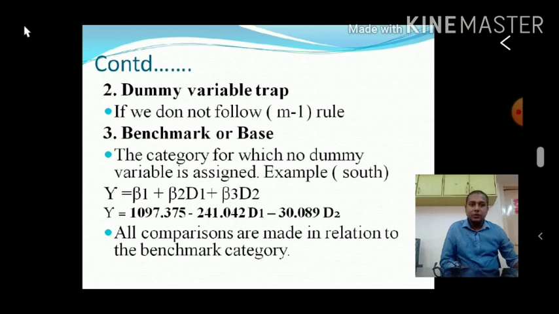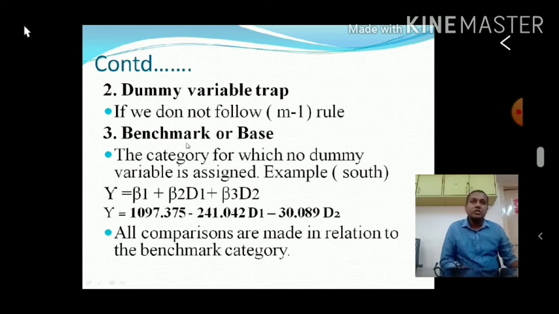Then the result you get will be totally wrong, because the result you got with the basic rule is different. The result you get for the categories equal to dummies is also different. So you ultimately will end up in a trap. That trap is called the dummy variable trap.